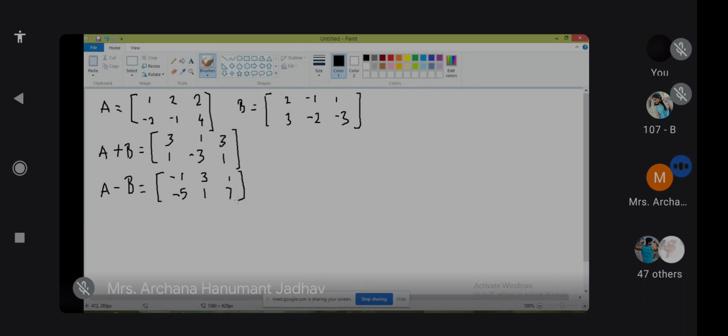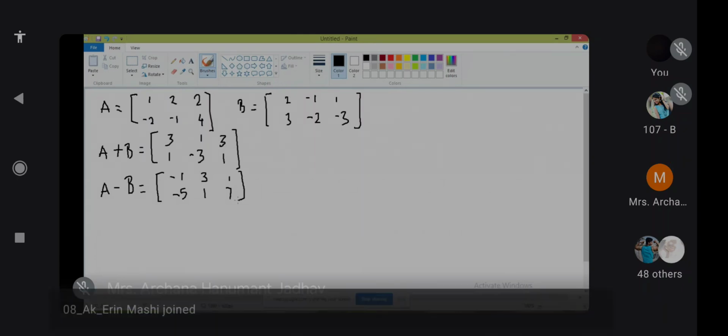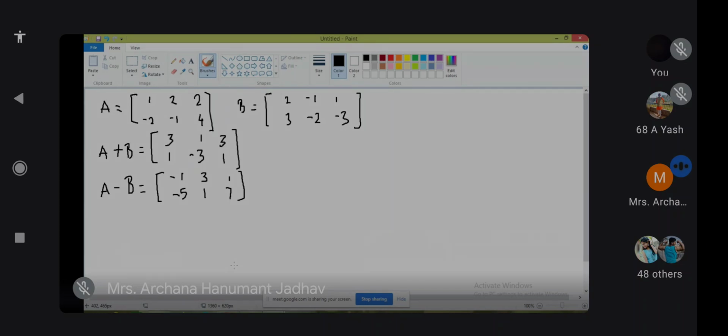Is everyone got this? Yes or no? Addition and subtraction. Yes, just reply. Yes, ma'am. Okay. So everyone got this, how to add and subtract matrices.